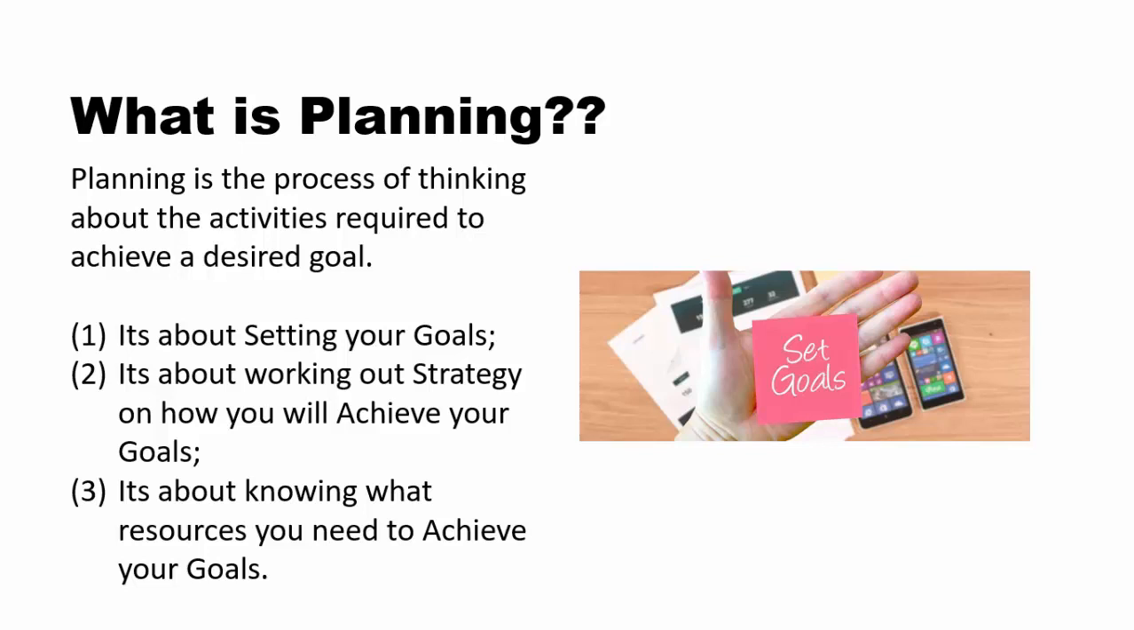Then the next thing about planning is about you sitting down to work out a strategy of how you achieve those goals. And lastly, what resources will you need to achieve those goals? So there are those three important aspects of any plan that you do: first setting your goals, working out a strategy, and determining the resources that you need to achieve those goals.